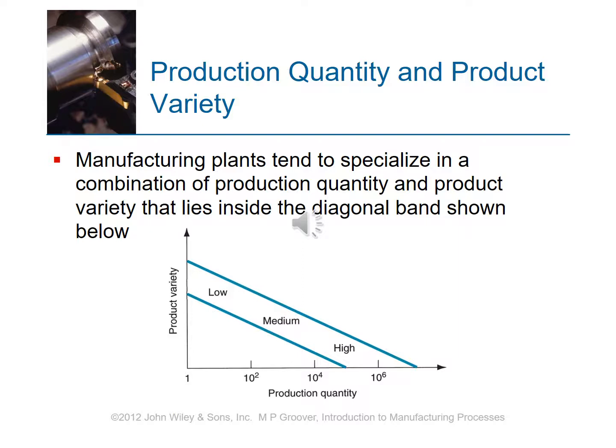Take, for example, product variety and production quantity. Let's use paint as an example. You can go in and get virtually any color of paint you want, right? And the quantity used is just incredible.